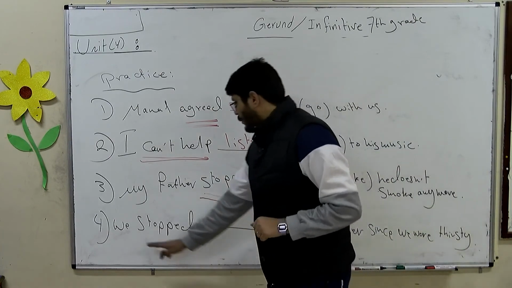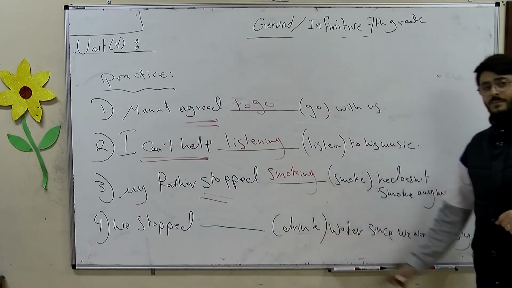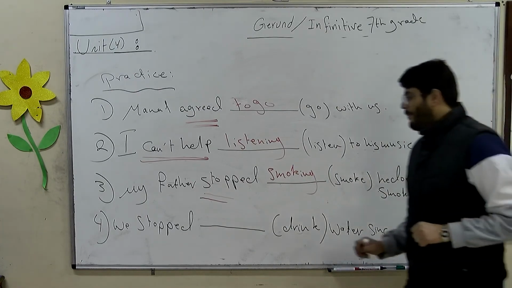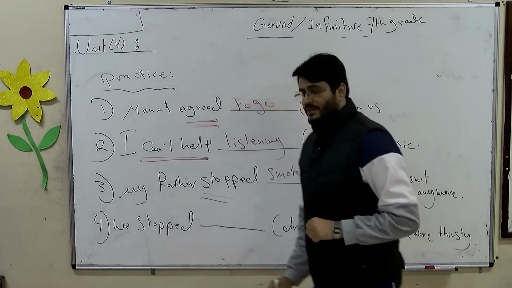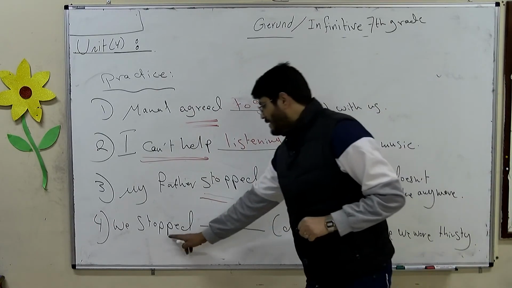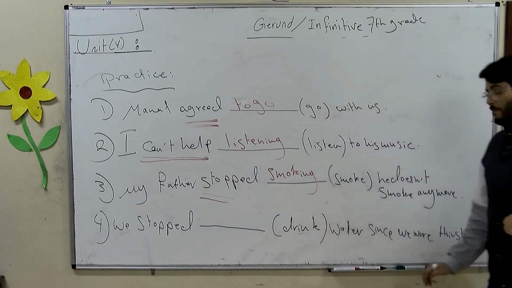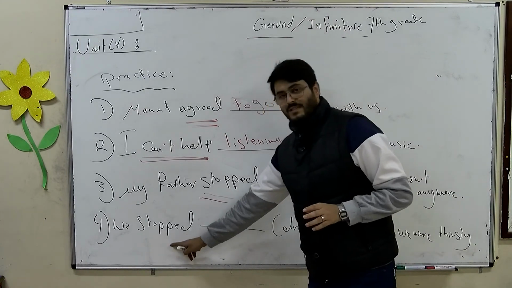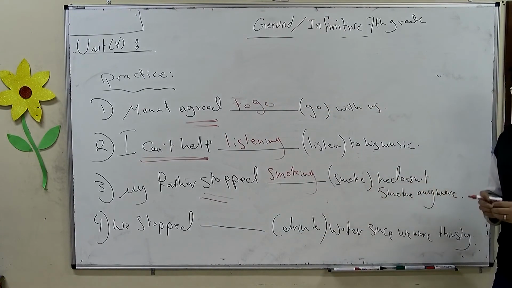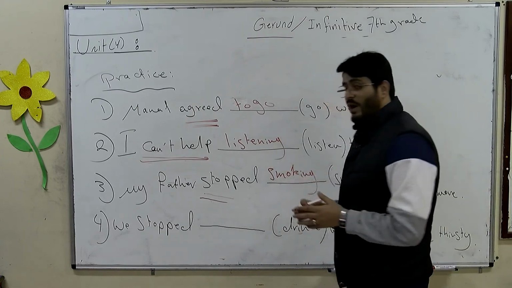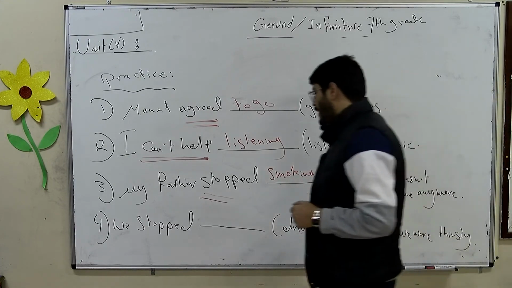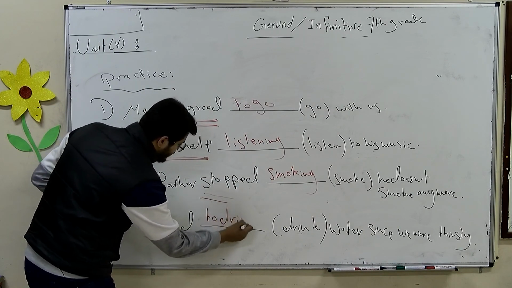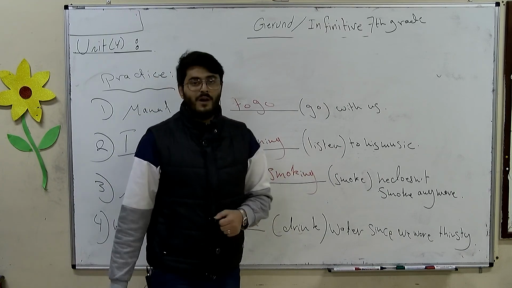Number four, we stopped, and the verb between the brackets is drink, water since we were thirsty. In this one, when stop is followed by infinitive, it means to stop in order to do something. So we stopped to drink water since we were thirsty.